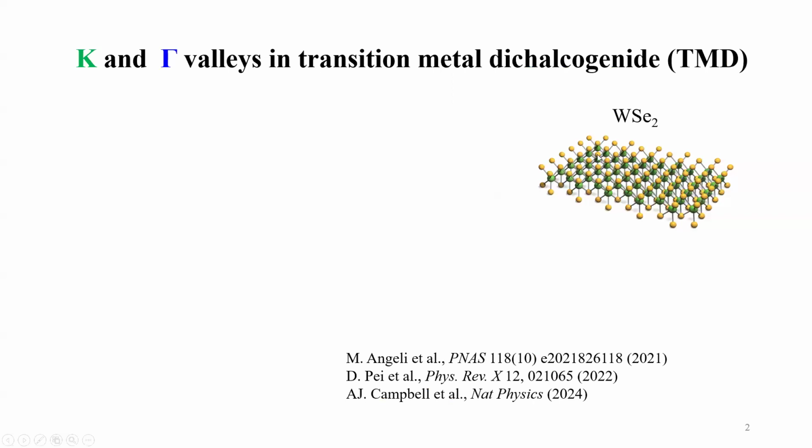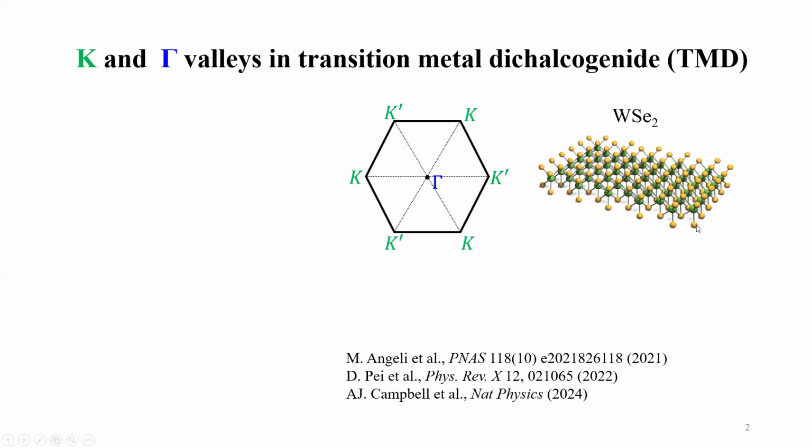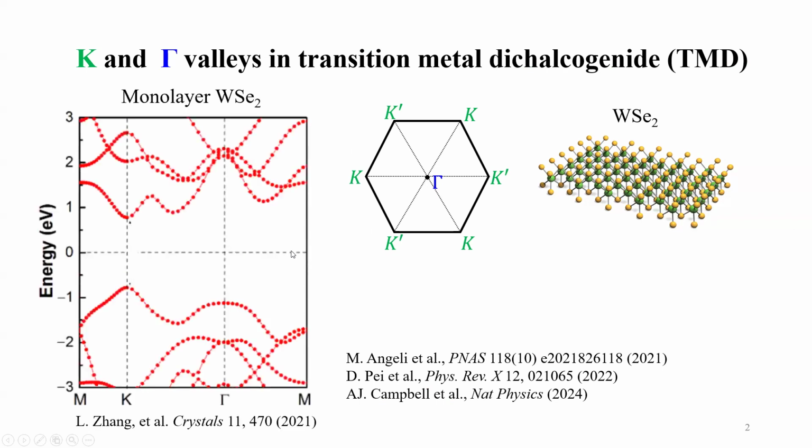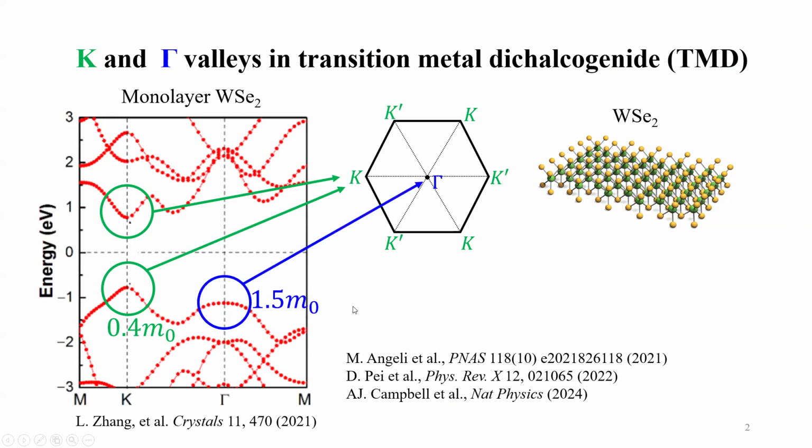This is the crystal structure of monolayer WSe2. And this is the Brillouin zone, with K valleys on the corners and the gamma valley at the center. And this is the band structure of monolayer WSe2. If we calculate the effective mass of the K valley, we get 0.4 times the electron mass. Then if we get the effective mass of the gamma valley, we get a much larger value. And also we can see that the gamma valley is flatter than the K valley.